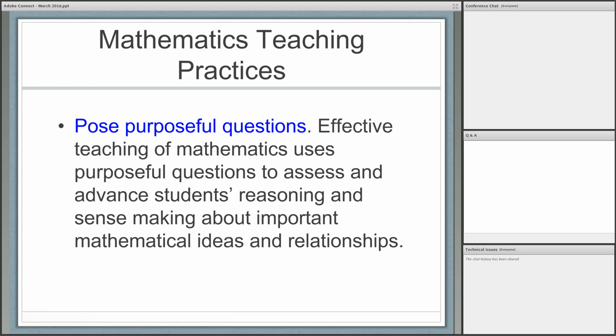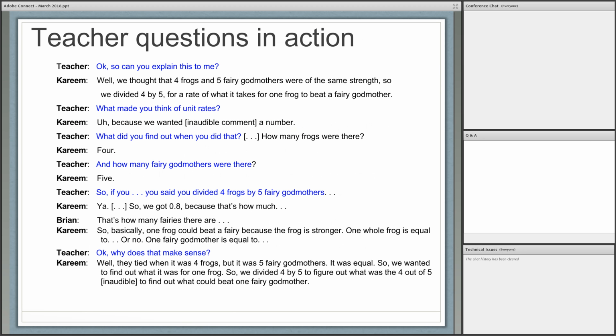And the teacher is listening in such a way that they're trying to get a sense of that student's understanding so that then they can help to move that thinking forward. Just to give you a little tiny portion of a transcript where teachers are asking questions, and this actually relates to the problem that you got to explore for a couple of minutes earlier.